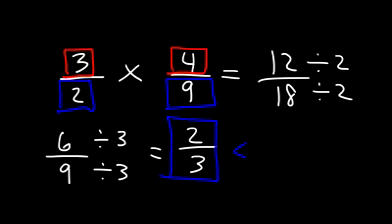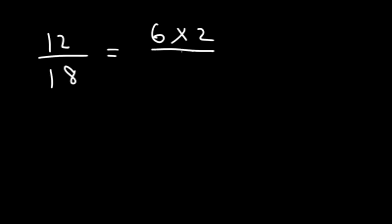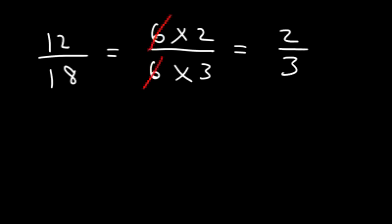Now there's another way in which you can get the same answer. So once you got to, let's say this part, you could do it this way. You could say 12 is 6 times 2. And 18 is 6 times 3. So at this point you can cancel the 6. And this will give you the final answer of 2 over 3. So that's another way in which you could reduce a fraction.